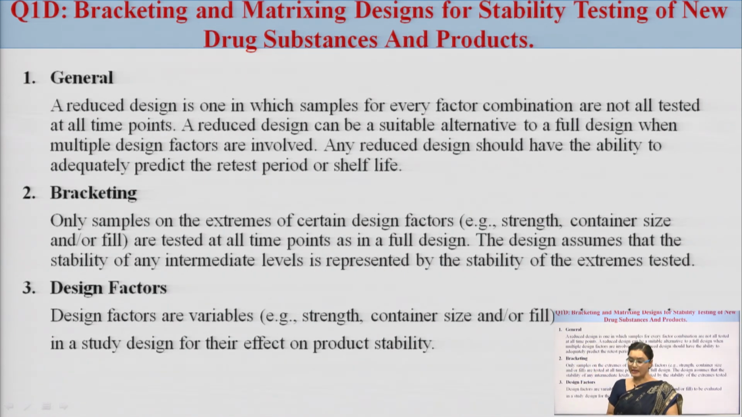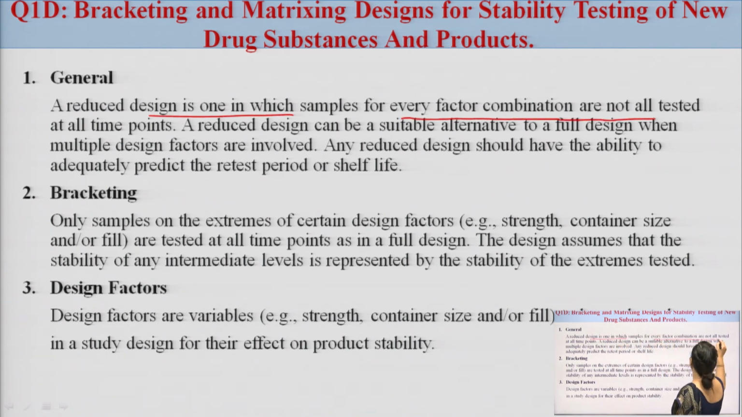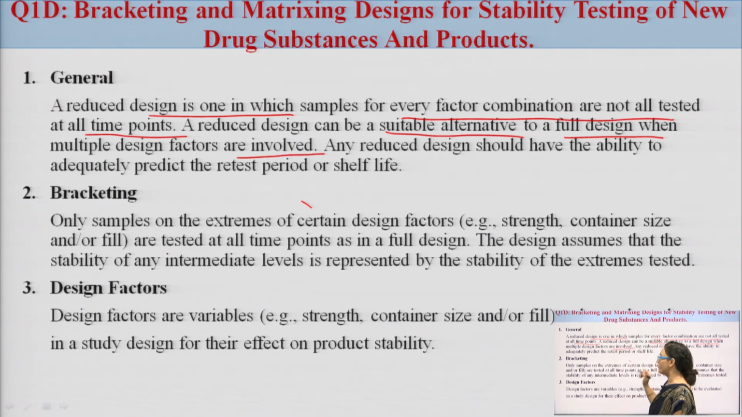Next is the Q1D guideline. This guideline is for bracketing and matrixing design for stability testing of new drug substances and new drug products. A reduced design is one in which samples for every factor combination are not all tested at all time points. A reduced design can be a suitable alternative to a full design when multiple design factors are involved.